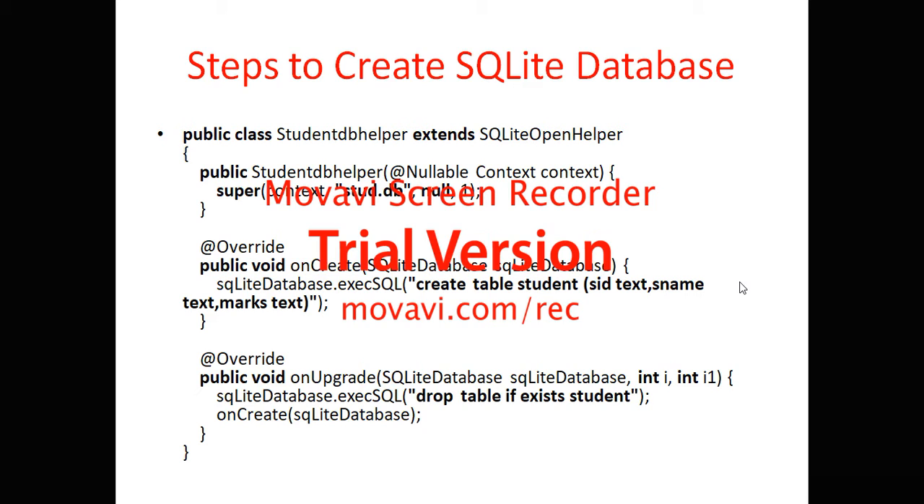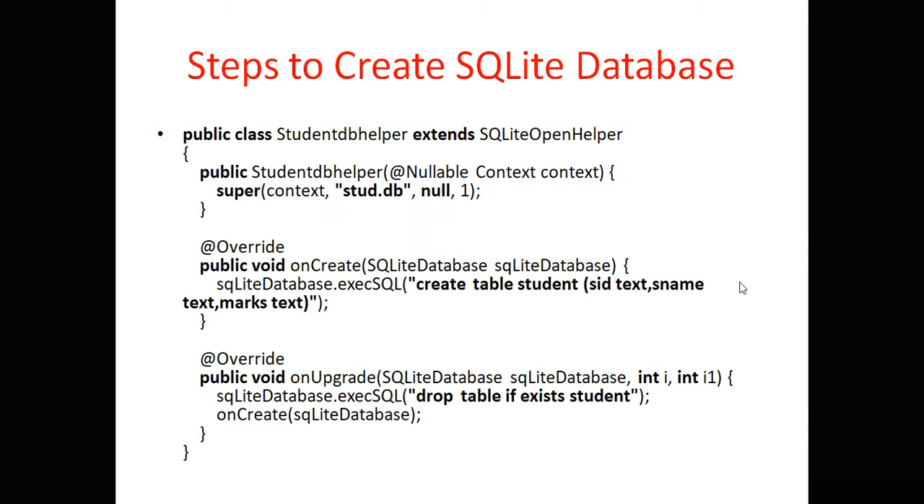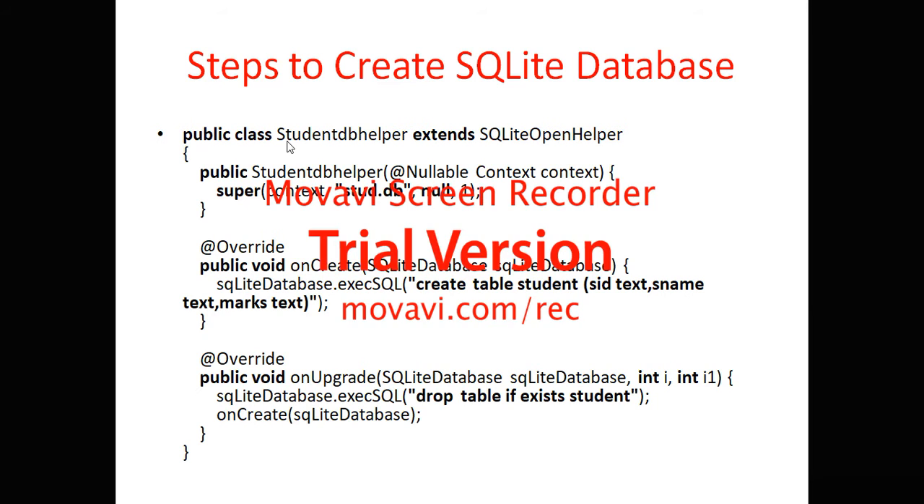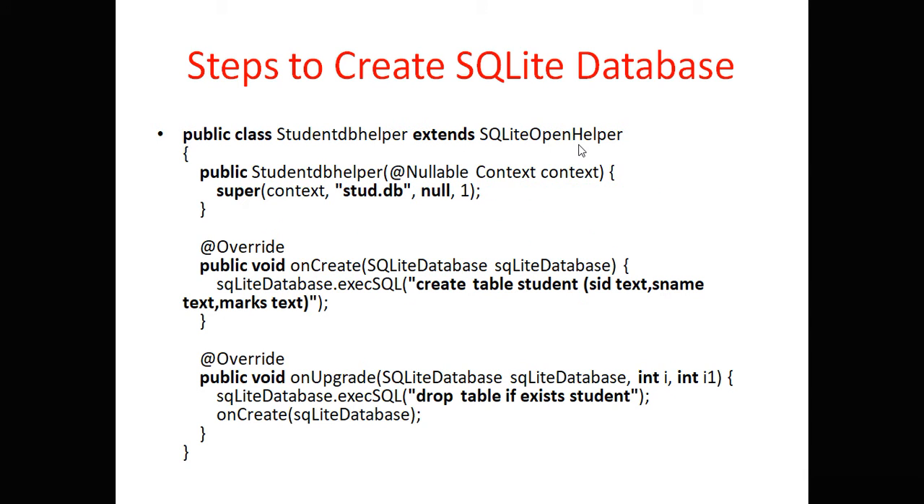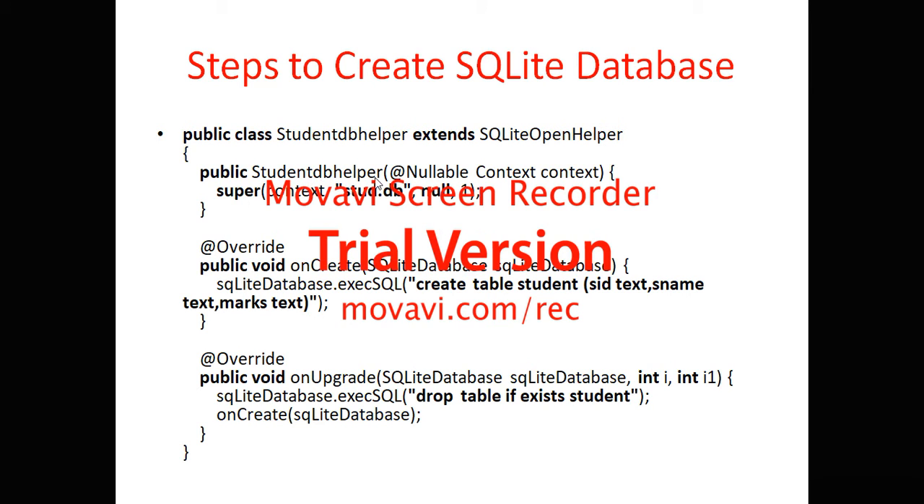Now, to create and update a database in your Android application, you have to create your own class, and you need to extend this class with SQLite Open Helper class. For example, here we create one class StudentDBHelper, which extends the SQLite Open Helper class. Now, when you create your own class, you have to create a constructor of your own class. So here we create constructor StudentDBHelper.